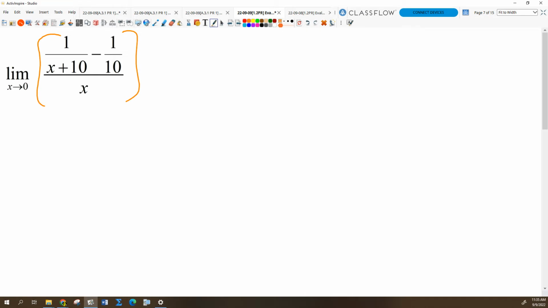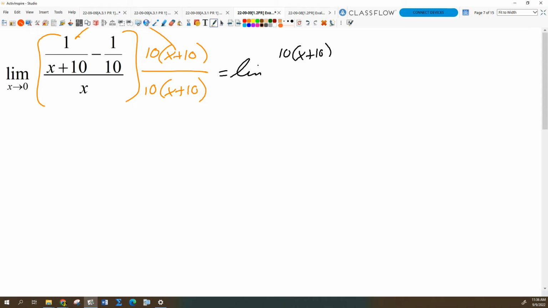I'm going to multiply both the top and the bottom by 10 times the quantity x plus 10. And let's see what happens here. I get the limit of... Well, what happens when I distribute that? The first term is going to be 10 times x plus 10 over x plus 10. Everybody agree? When I distribute to that first fraction, that's what I get.